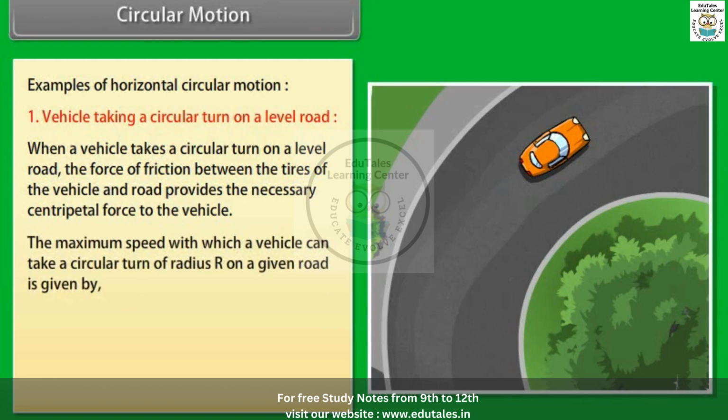The maximum speed with which a vehicle can take a circular turn of radius r on a given road is given by v = √(μrg), where v is the speed of the vehicle, and μ is the coefficient of friction.